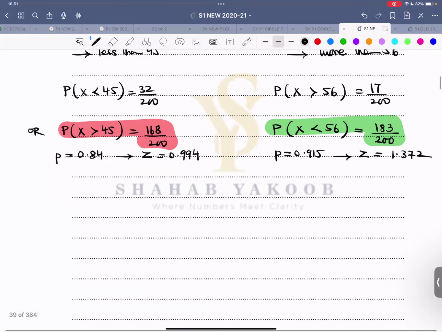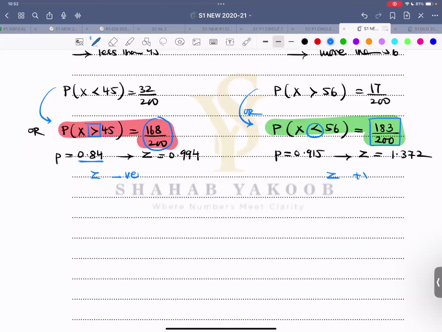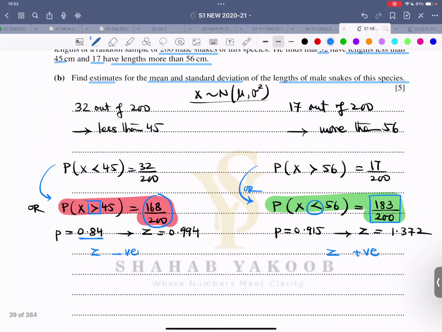Now the rule is that if the probability is at least 0.5 and there is a greater sign, we will take Z value to be negative. If the probability is at least 0.5, which we have already taken care of, so now this lesser sign means Z value is positive. Just take care of this. So what 2 things or 3 things that you have done?